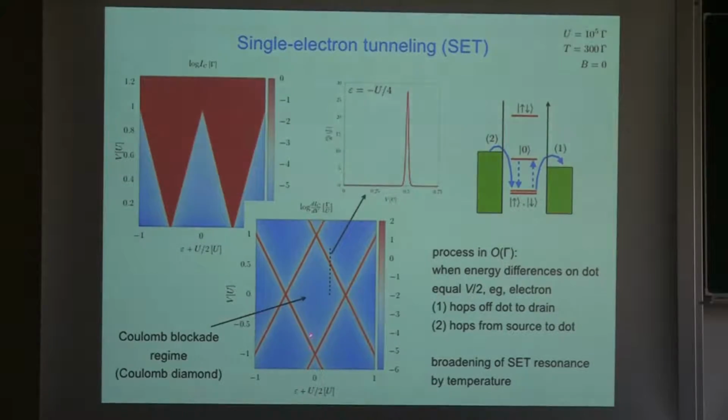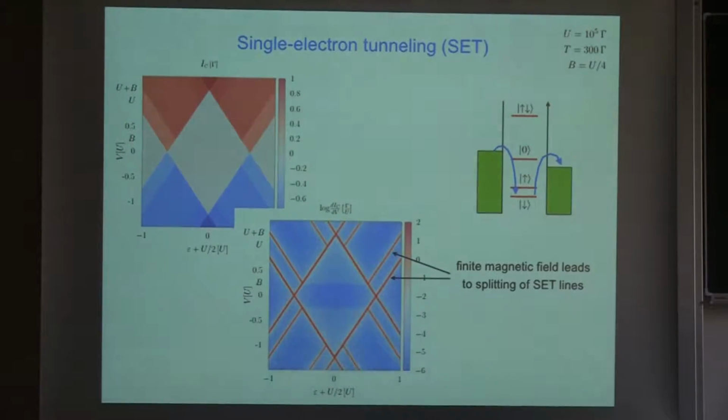And here you see this Coulomb blockade regime, namely when you don't have enough voltage provided by your leads, then you just have no transport in this order gamma, which is the leading order. And the broadening of the single electron processes here is essentially just the temperature in your system.